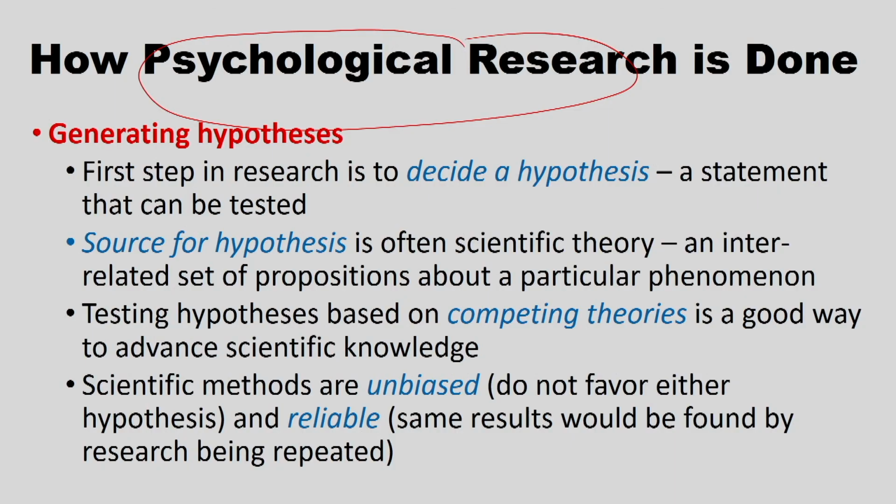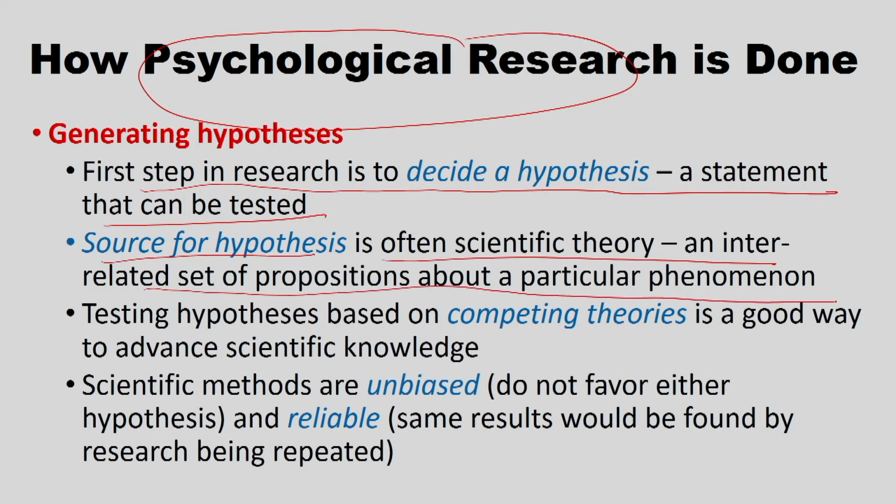So, the first step in doing psychological research is finding a problem, which I have stated, and then generating a hypothesis. So, let us look at generating a hypothesis. The first step in research is to decide on a hypothesis, a statement that can be tested. The hypothesis that we have right now is that drinking hot beverages increases performance on an exam. Where is the source of the hypothesis? It is often scientific theory, an integrated set of propositions about a particular phenomenon. So, how did we generate this hypothesis that drinking a hot beverage before an exam increases performance?